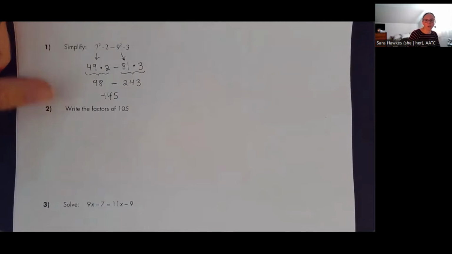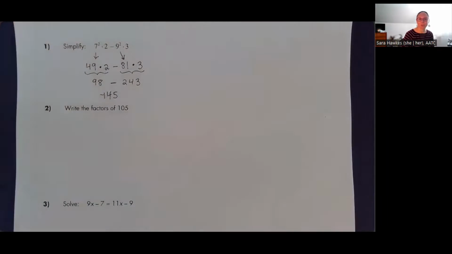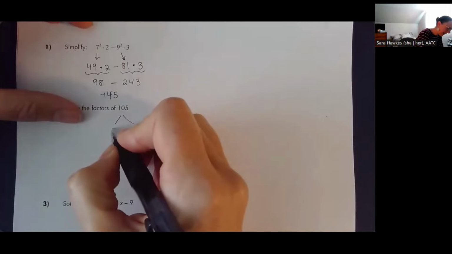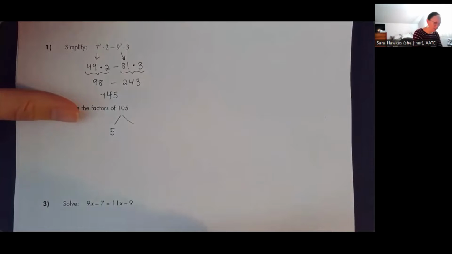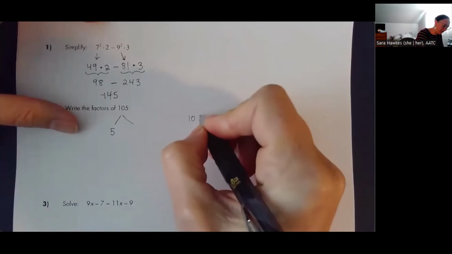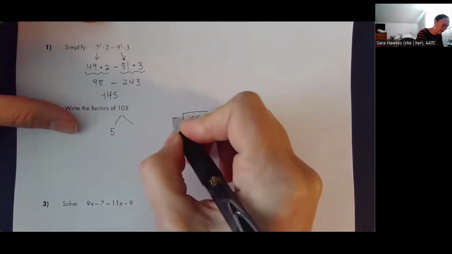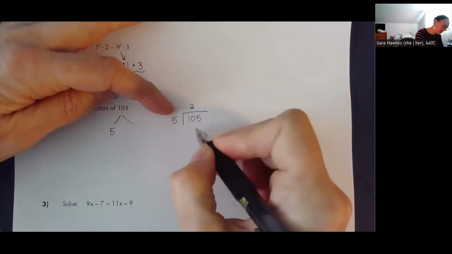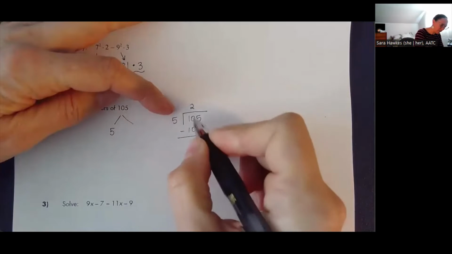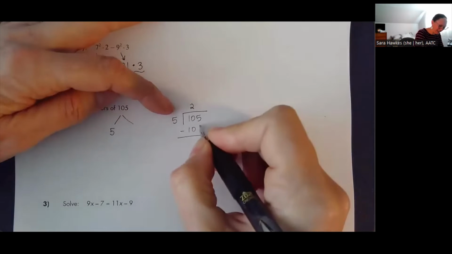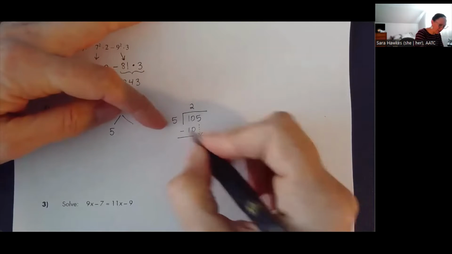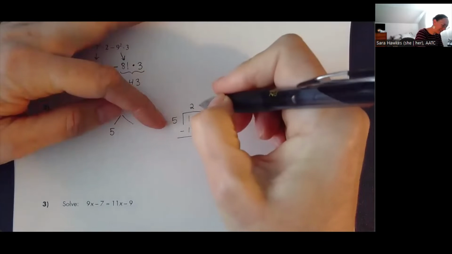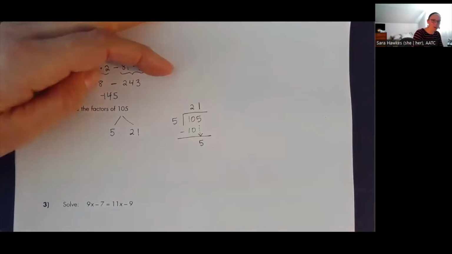Writing out the factors of 105, I'm going to start by looking at the fact that it ends in a 5, so I know that it has to be divisible by 5. So I know that this is going to be 5 times something. Now, if you wanted to practice long division and come off to the side, and here's 105, I'm dividing it by 5. 5 goes into 10 twice. 2 times 5 is 10. So when I do the subtraction, I'm going to get a 0 there and then bring that 5 down. 5 goes into 5 exactly 1 time. So I'm going to have a 21.